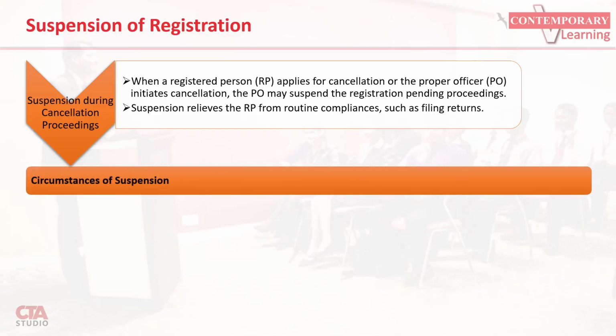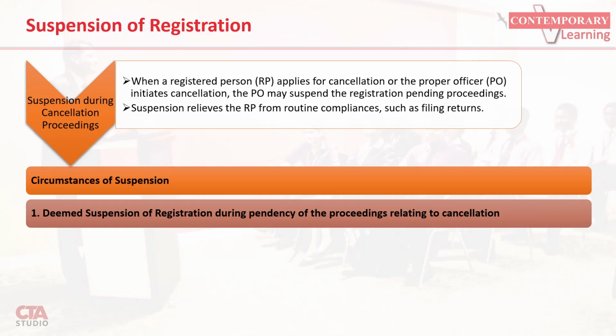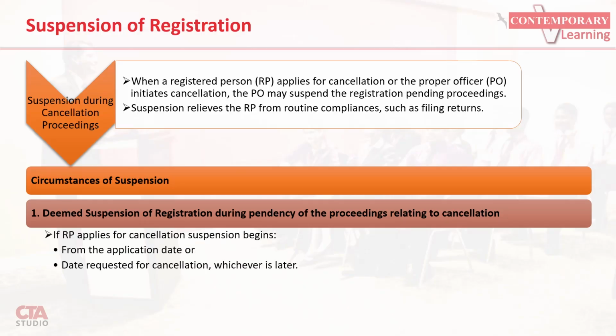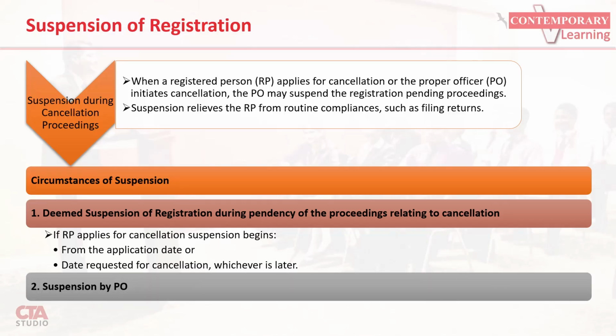Circumstances of suspension. 1. Deemed suspension during pendency of cancellation proceedings. If a registered person applies for cancellation, suspension begins from the application date or date requested for cancellation, whichever is later. 2. Suspension by proper officer. PO can suspend registration if there are reasons to believe it is liable for cancellation. Suspension is essentially a protective measure that prevents continued operations while issues are being resolved.